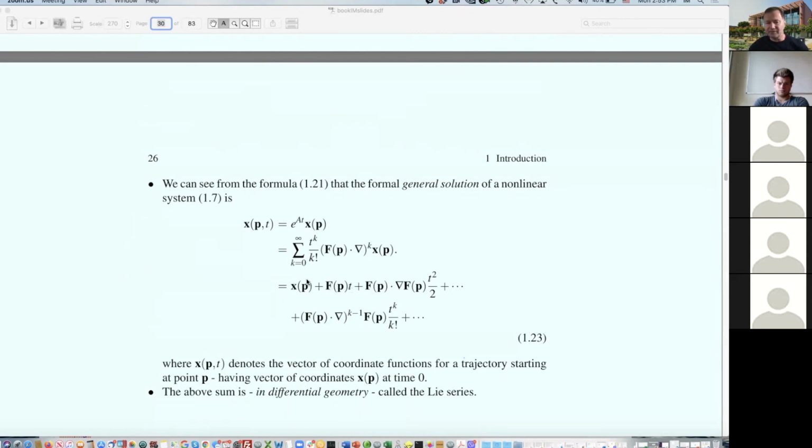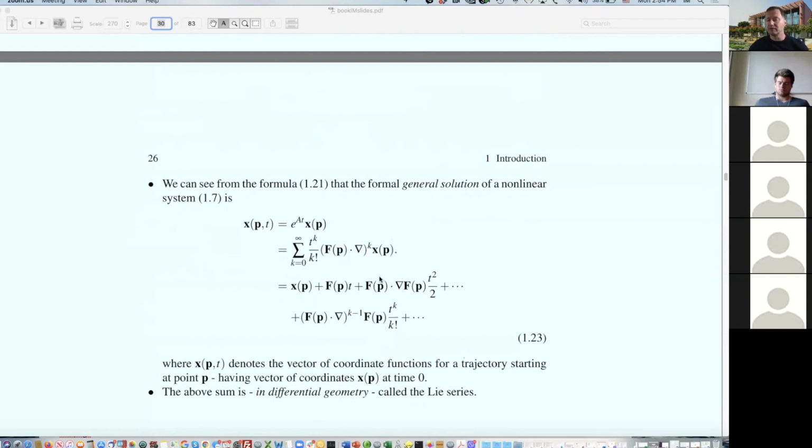For very small time t, do you recognize that formula? Have you ever encountered it before? Do you remember Euler formula for solution of ordinary differential equations? So that's precisely it, right? If you stop this at the first order, you will get back the Euler formula. But this whole expansion actually has a name as well. If you worked in differential geometry, it's called the Lie series. So that's usually derived by differential geometric means.